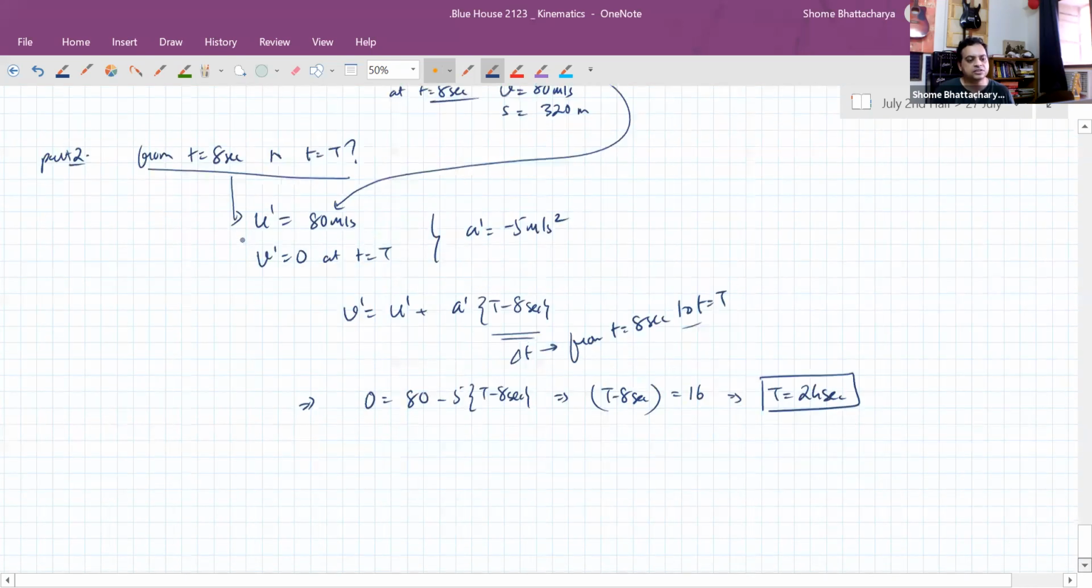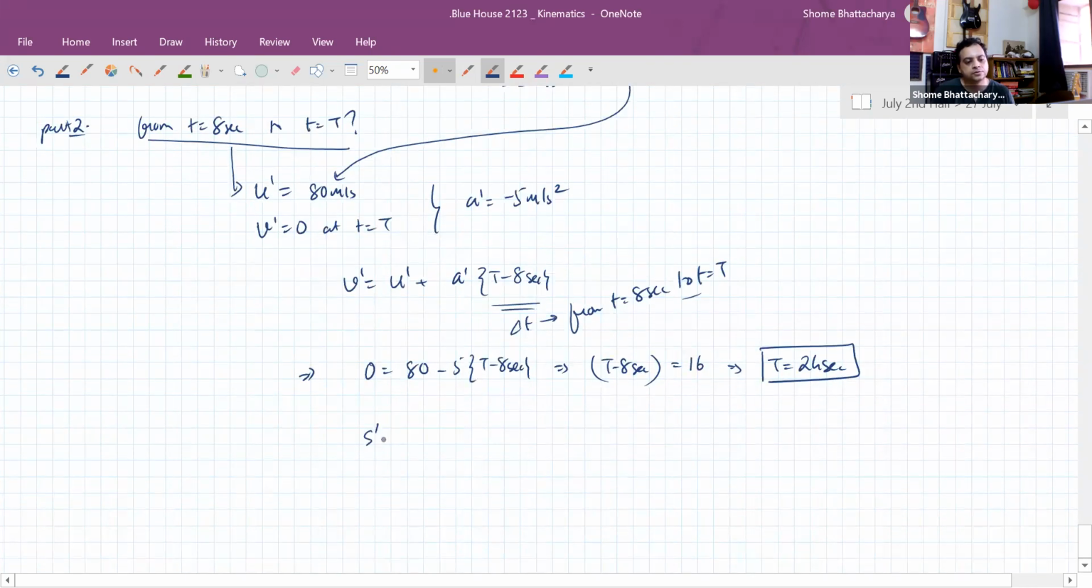And the displacement for the second part, you can either write it like this, where that delta t is now our 16 seconds, or T minus 8. Or we can also use this also.